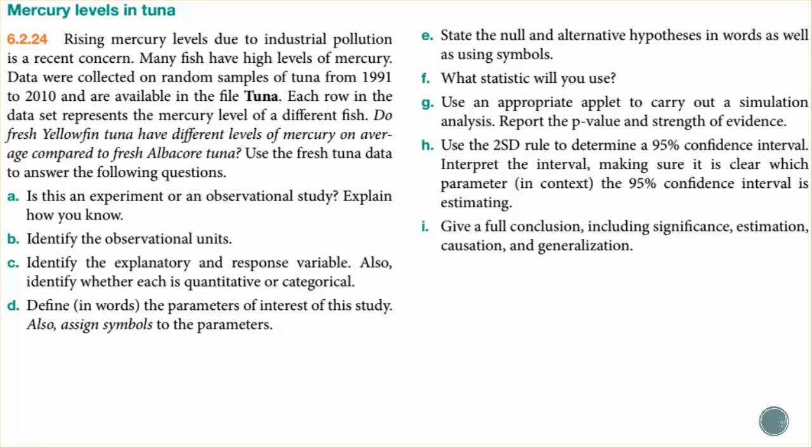Okay, so it sounds like we've got a sample of two different kinds of tuna, and we want to know about the levels of mercury. That sounds like probably a numerical variable, so it looks like we've got a two mean problem coming up, and let's work our way through the problems.